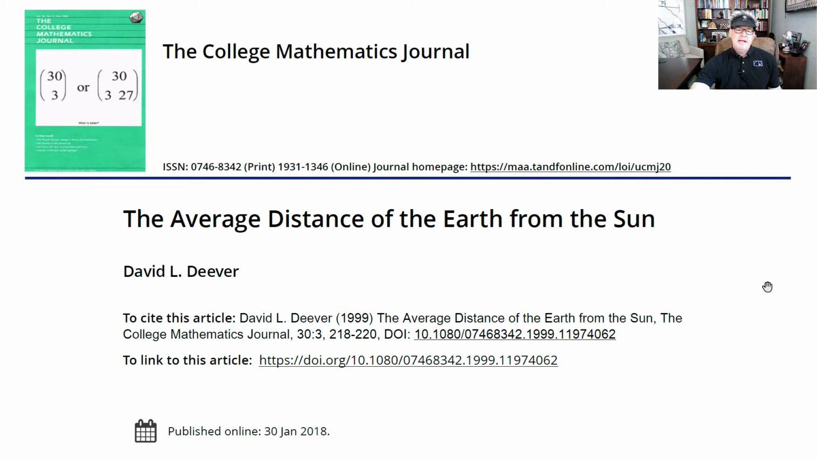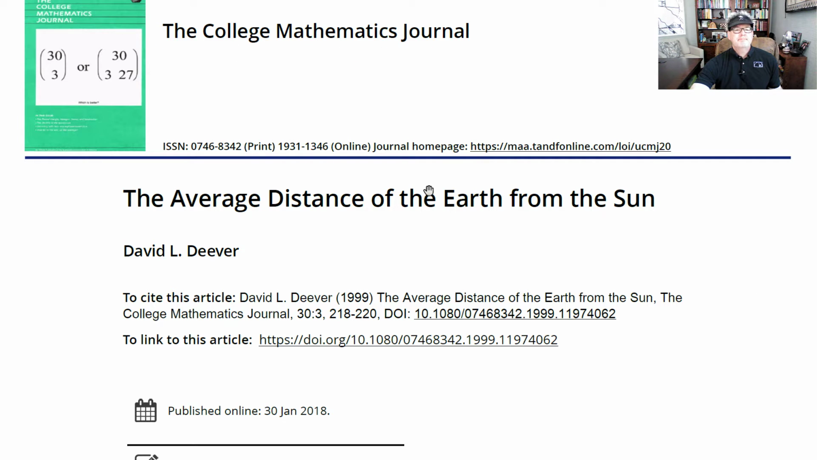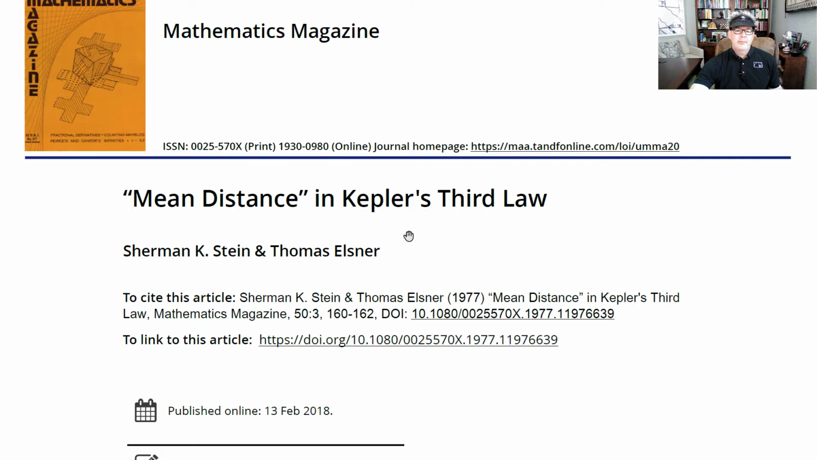And I'm going to piggyback off the results from a couple of articles here. One, on the average distance of the Earth from the sun. This one I need to do a correction on, because they found the average value with respect to the projection incorrectly, so I will show that correction. Another one is on the mean distance in Kepler's third law.